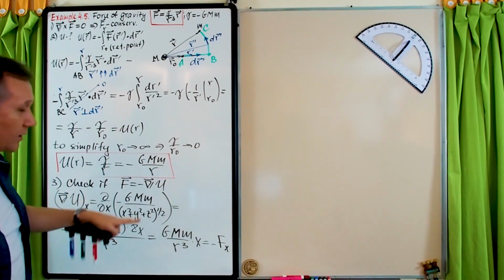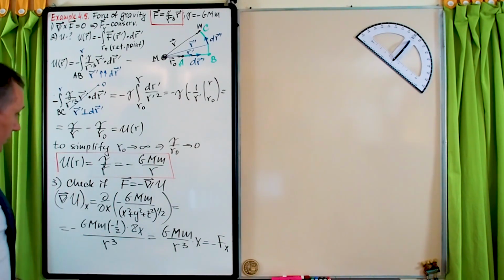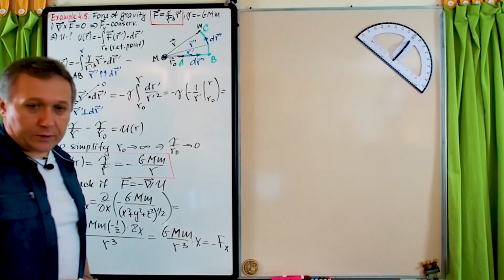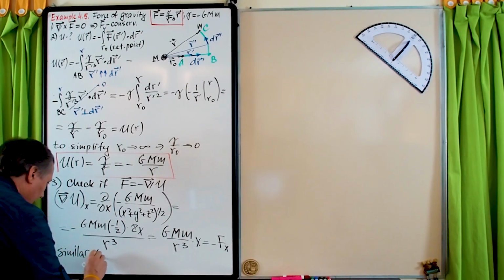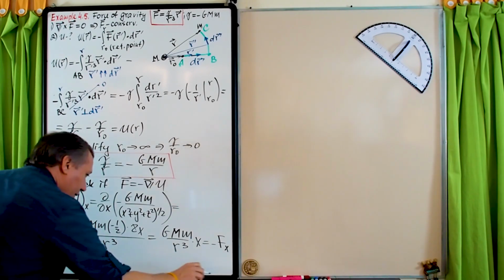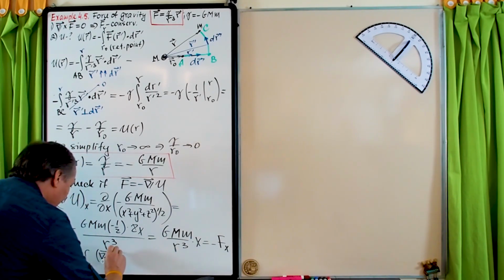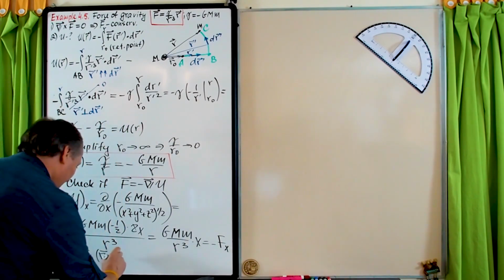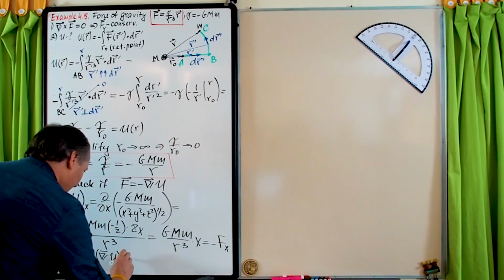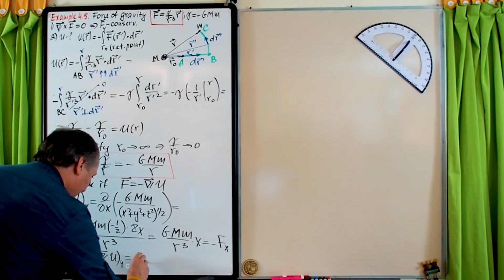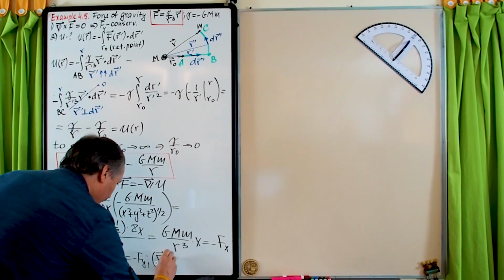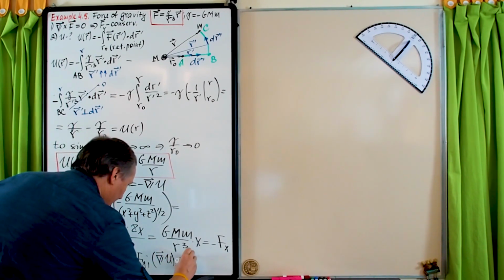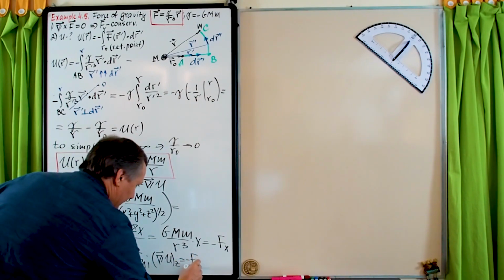So from this potential, we're getting 3 components of the force. Similarly, we can get that the gradient of U y equals minus f y, and the gradient of U z equals minus f sub z.